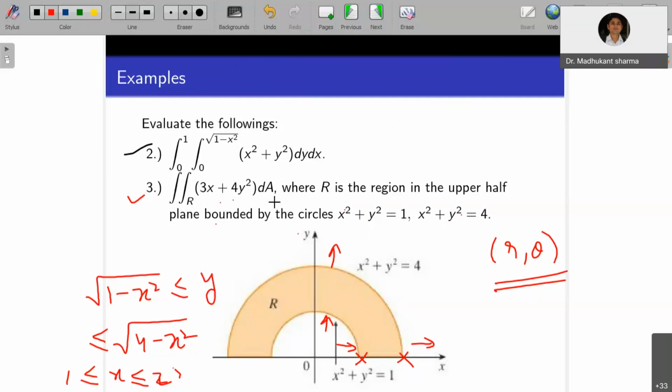And this region is now in polar form. What is that? From here, r is 1, and here r equals 2. So the r limit is 1 less than or equal to r less than or equal to 2. And what about the theta limit? Theta goes from 0 to pi, so 0 less than or equal to theta less than or equal to pi. Now the choice is yours which way you want to go to solve this integral. Both will lead to the same value, so that will not come out different.